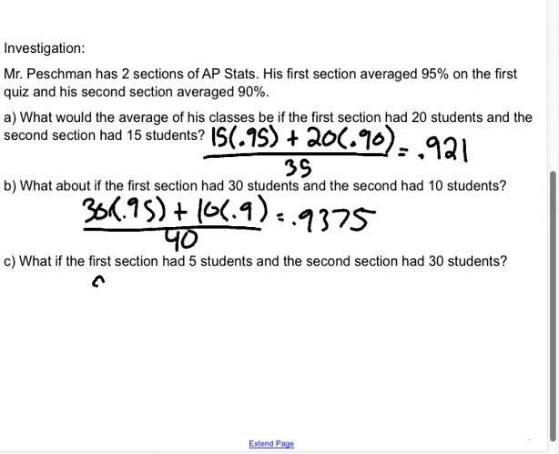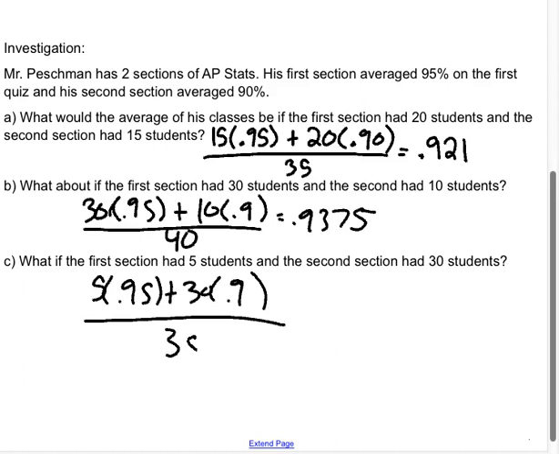And then obviously the reverse of that, which you kind of saw in the first one already, is what about this scenario? Well, again, let's anticipate. This time I have more kids who scored 90 than 95. So it should be pulling closer to the 90 than to the 95, because there were more kids that scored that. So this time, my entire average would be 90.7%.